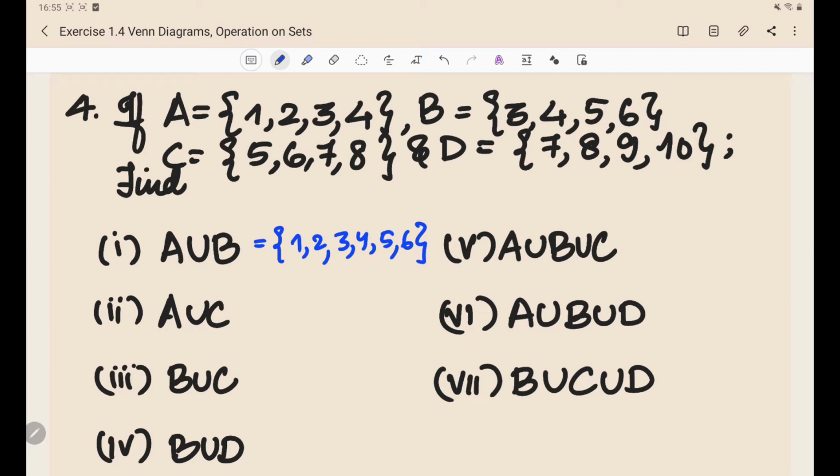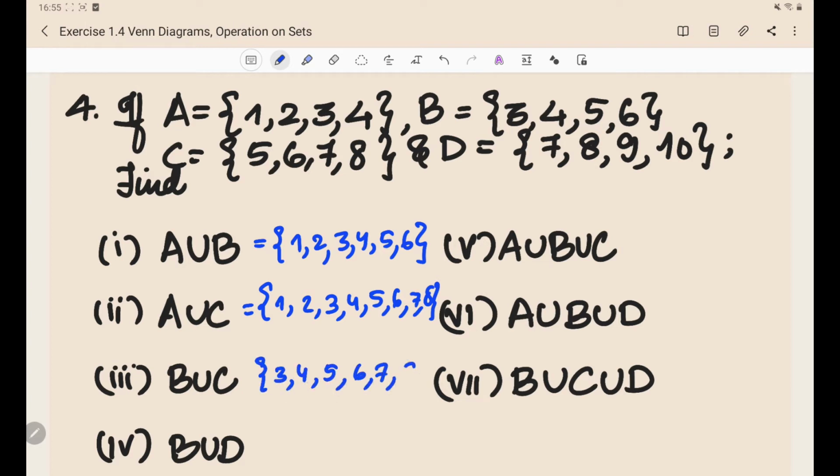For A union C, it is similarly the same. You have to include all the elements of A and C. So what are the elements? 1, 2, 3, 4, 5, 6, 7 and 8. Now again, what is B union C? 3, 4, 5, 6, 7 and 8. Again, B union D, all the elements of B and D: 3, 4, 5, 6, 7, 8, 9 and 10.